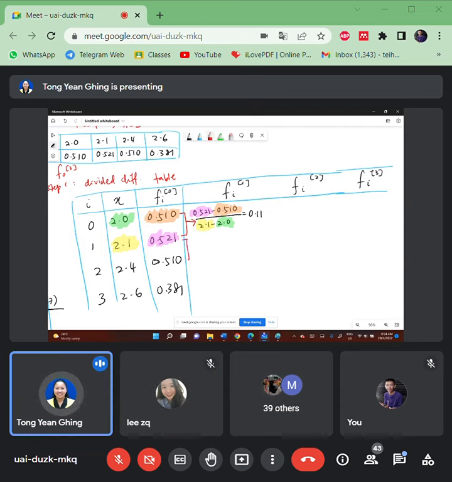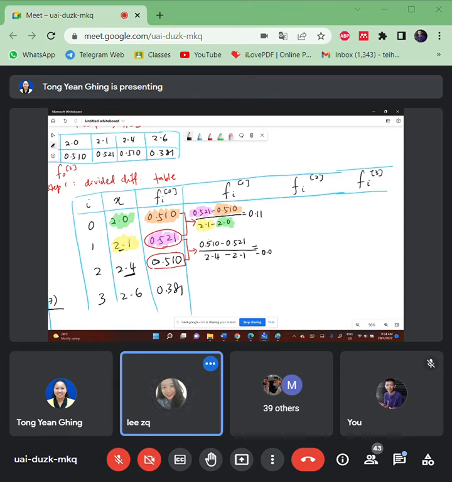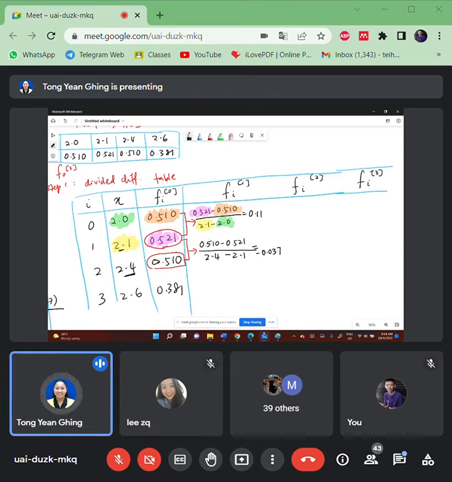And then now we consider these two. So when you consider these two, that means you have to consider this minus this one. So that means 0.510 minus 0.521 divide by, so this one is 2.5 and then this one is minus 2.1. So you get negative 0.037.